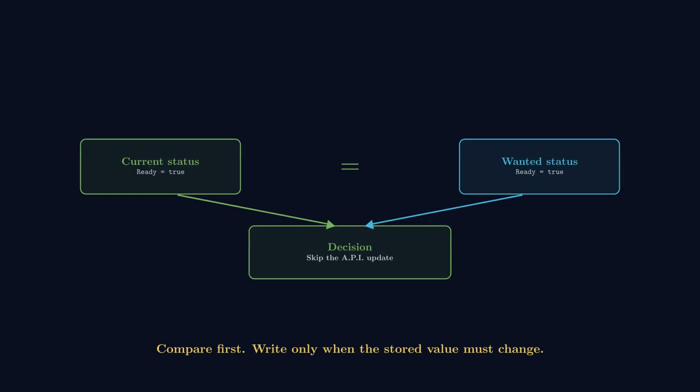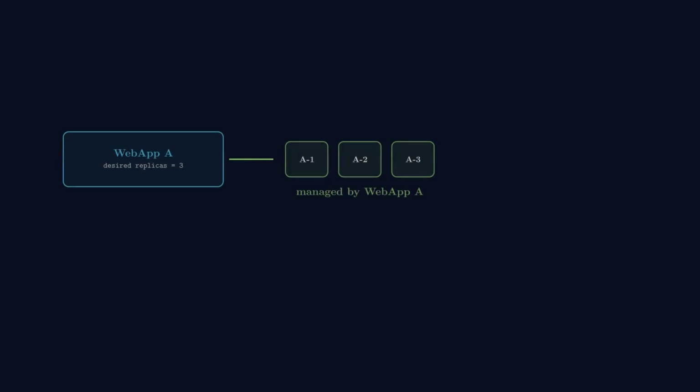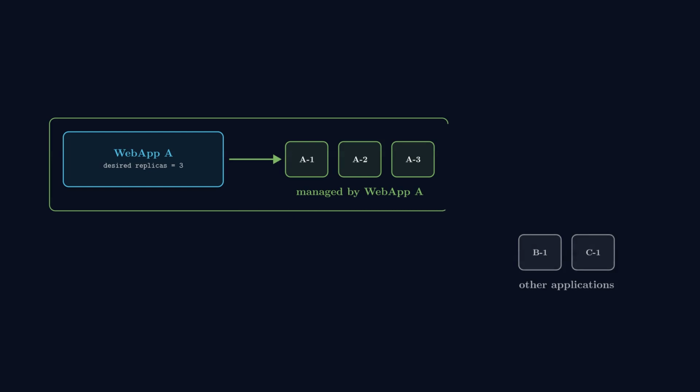The controller must also know which resources belong to the object it is reconciling. Web app A should count only the pods that it manages, not every pod in the namespace. Labels, selectors, and ownership information create that boundary. Without it, the controller may count the wrong pods or create duplicates.